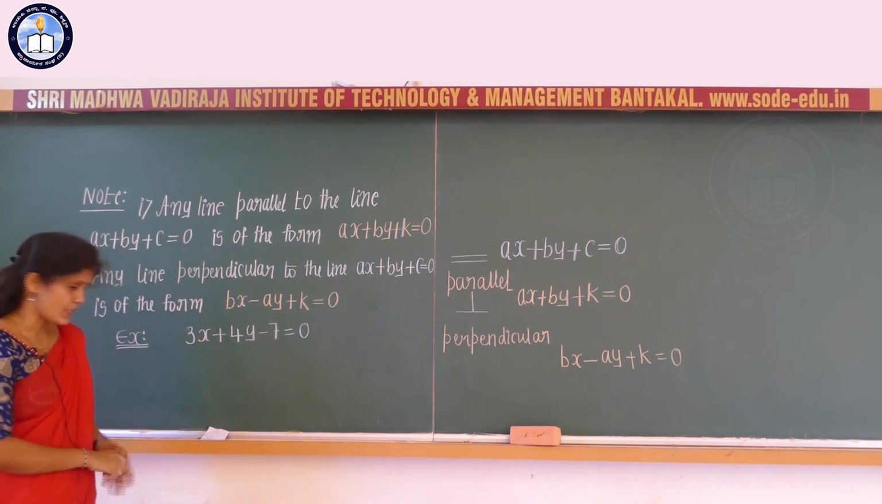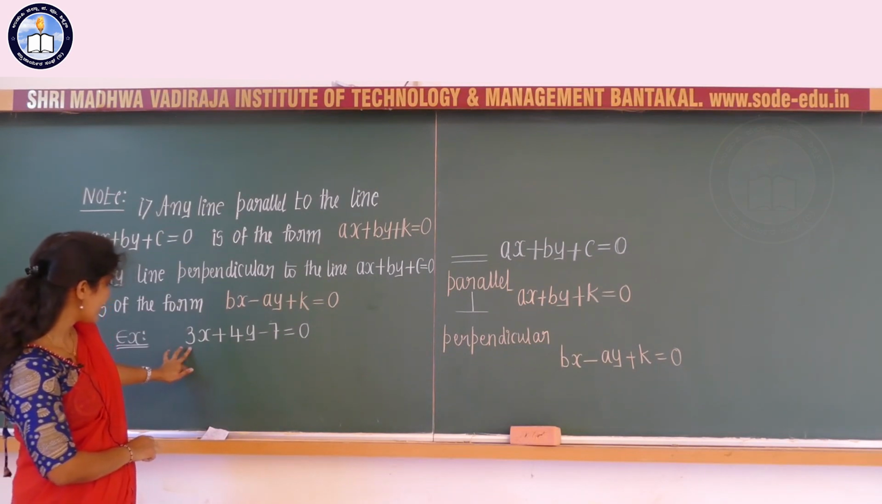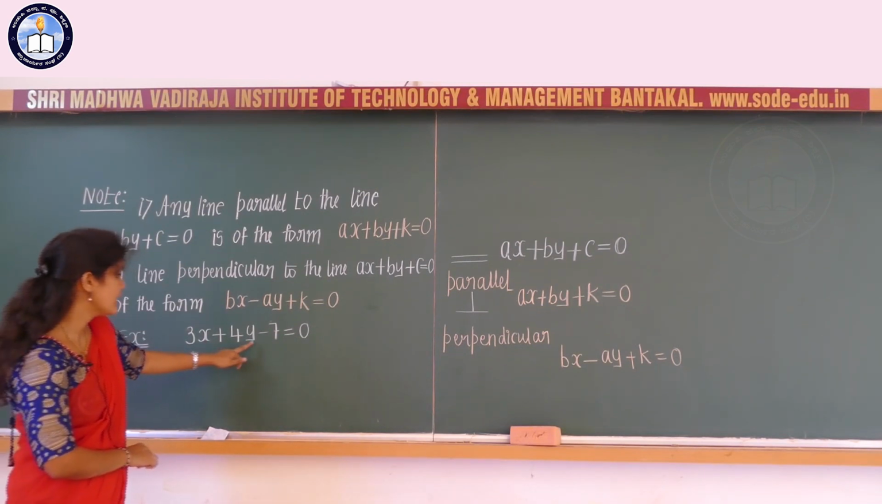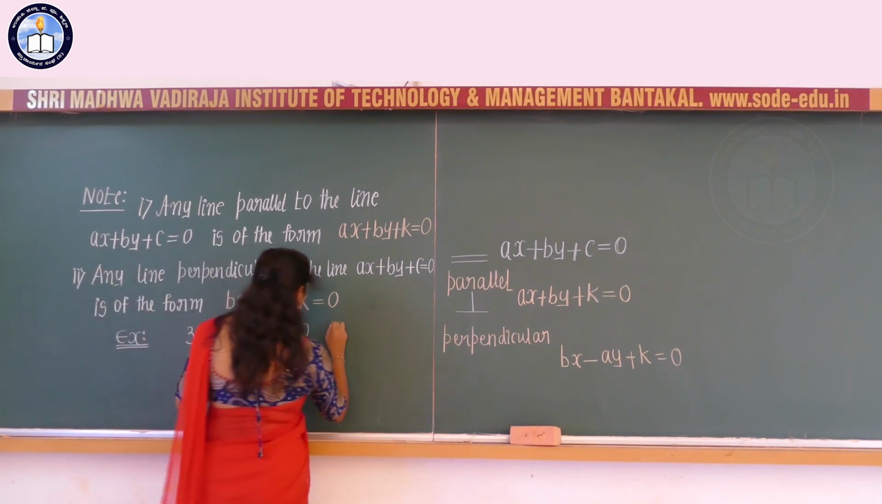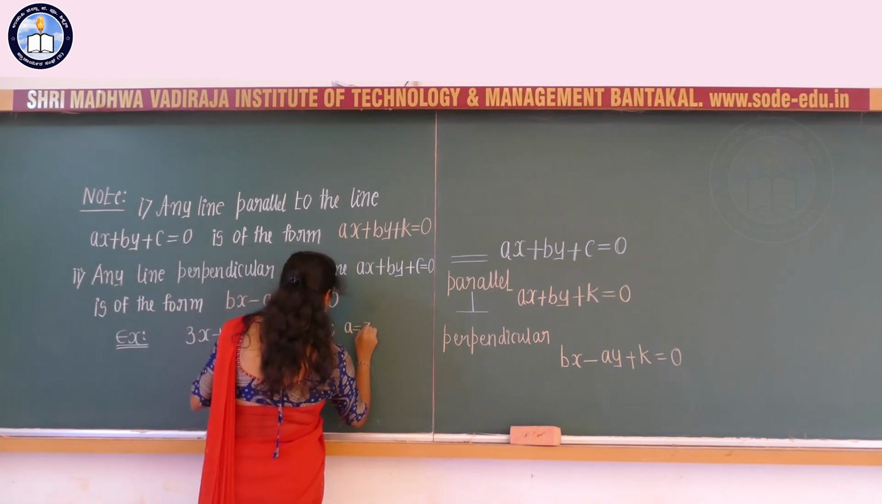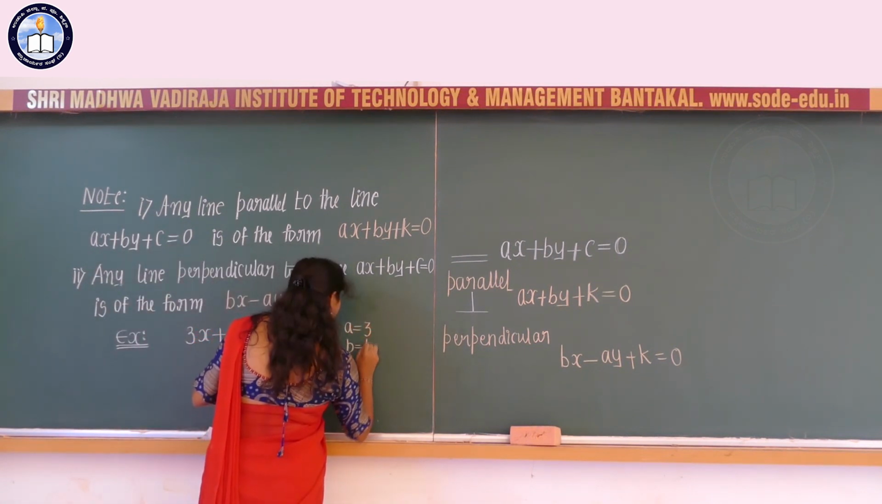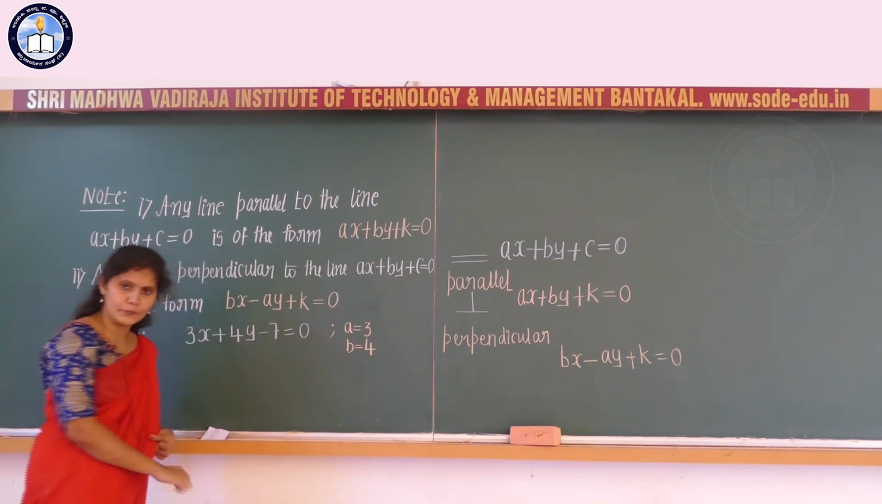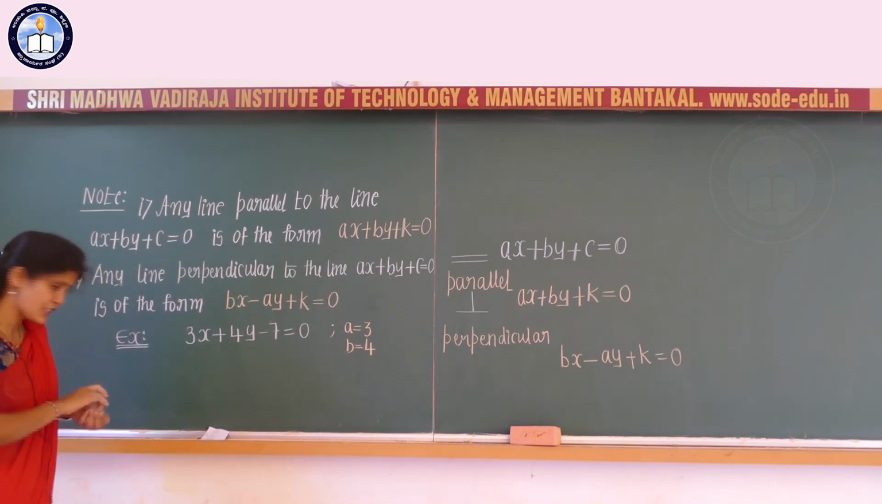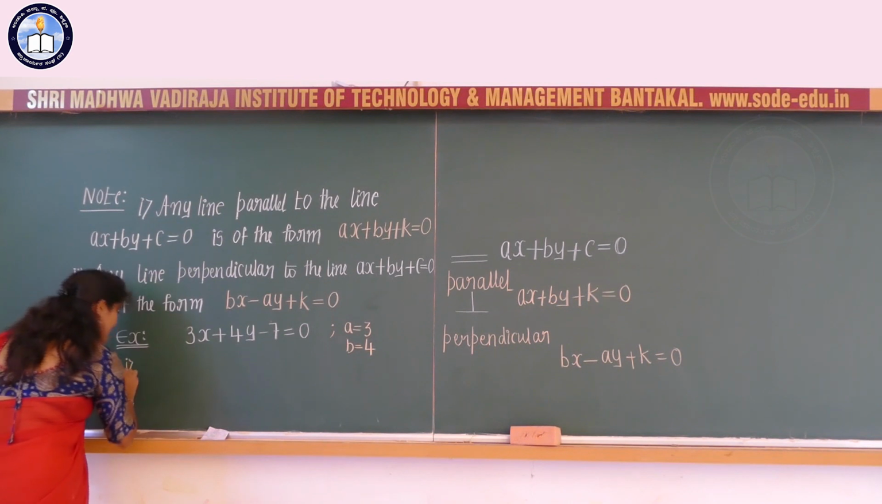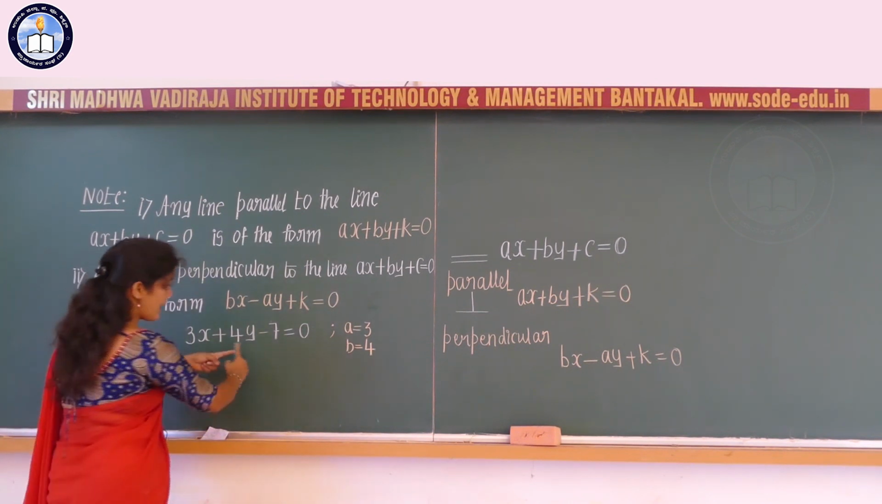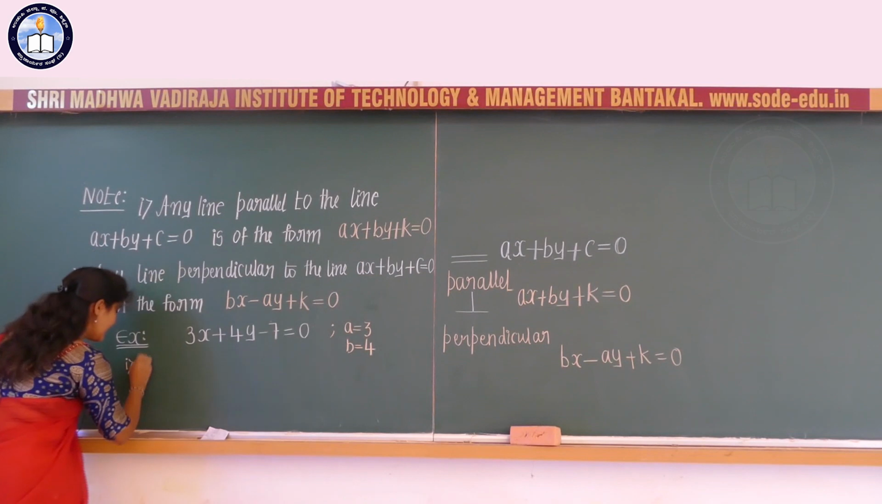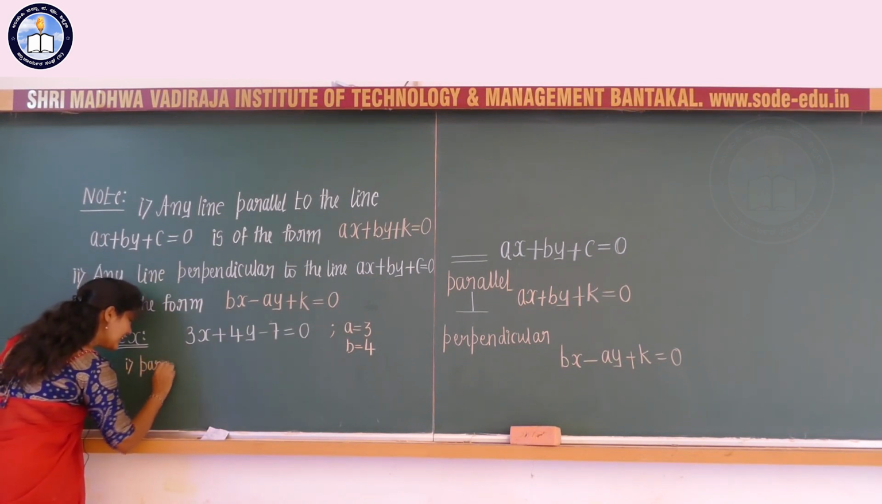This is the given equation, which is in the form of a into x plus b into y plus c equal to 0. So here I can say that the value of a is equal to 3 and the value of the constant b is equal to 4, right? Now the first question: find the equation of the line which is parallel to the given line.